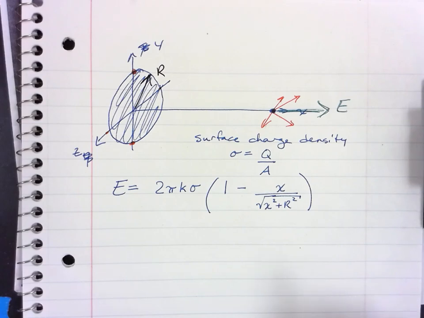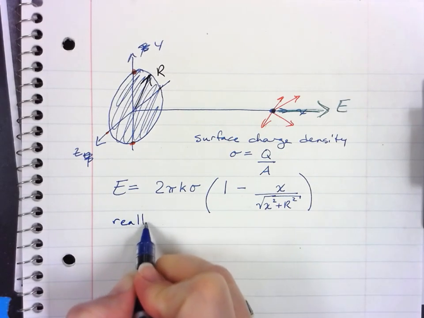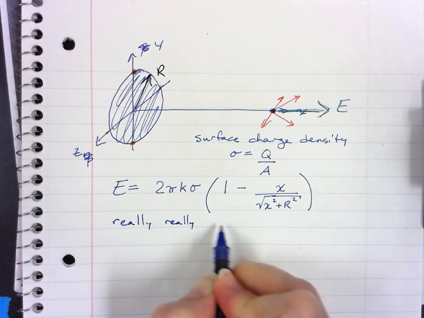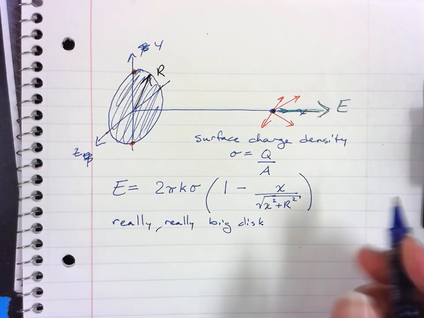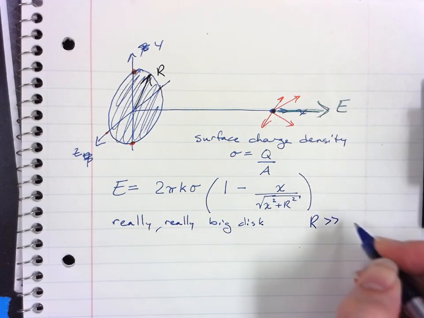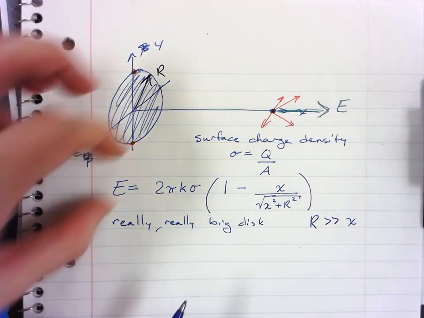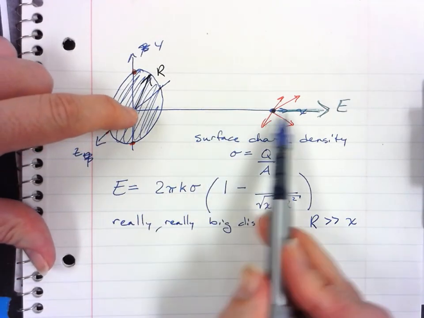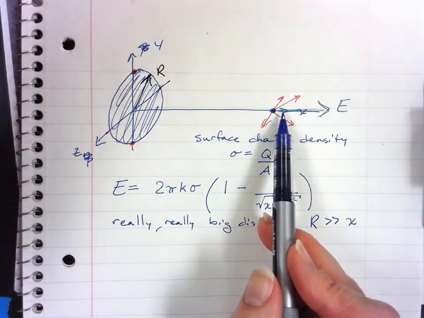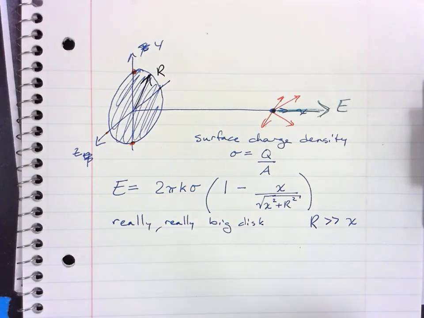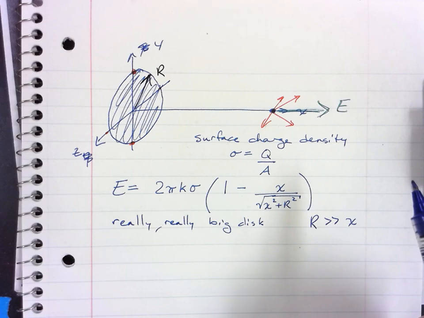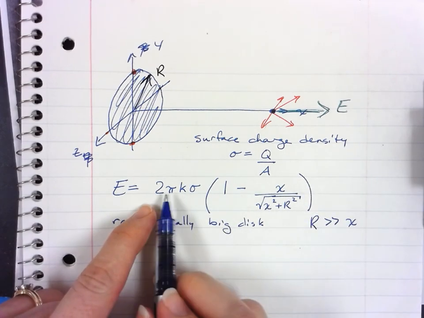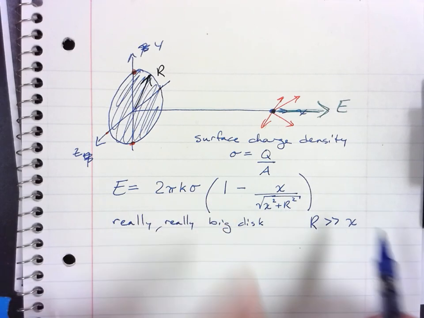So what I want is a really big disk. So this disk is so big that R is much greater than x. It's so big that if you're standing at x, you can't even see the edges of the disk. So in order to do this, we're going to rewrite this term. And since this is all constants, what I really only need to deal with is this term.